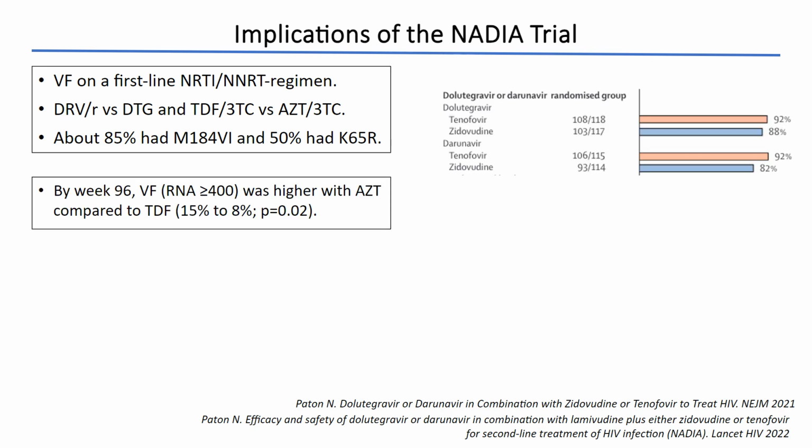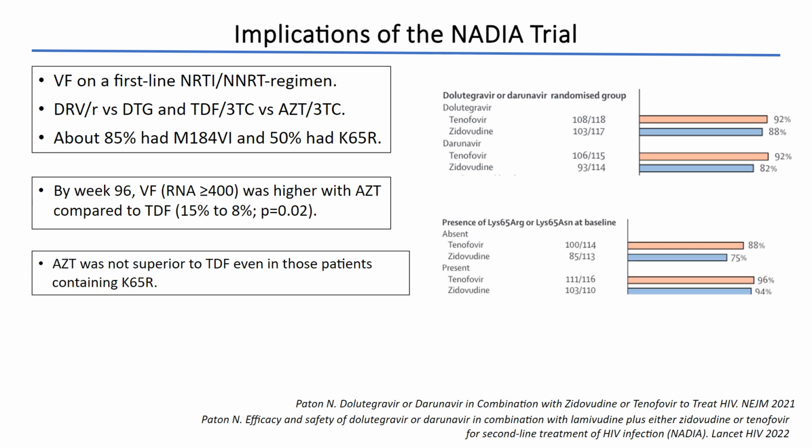By week 96, trial participants were significantly more likely to have virological failure if they received AZT compared with TDF, 15% versus 8%. The superiority of TDF was observed in those receiving DRV, a 10% difference, and those receiving DTG, a 4% difference. AZT was not even superior to TDF in those with a baseline K65R mutation, which reduces TDF susceptibility by about 2-fold, but increases AZT susceptibility by about 2-fold.